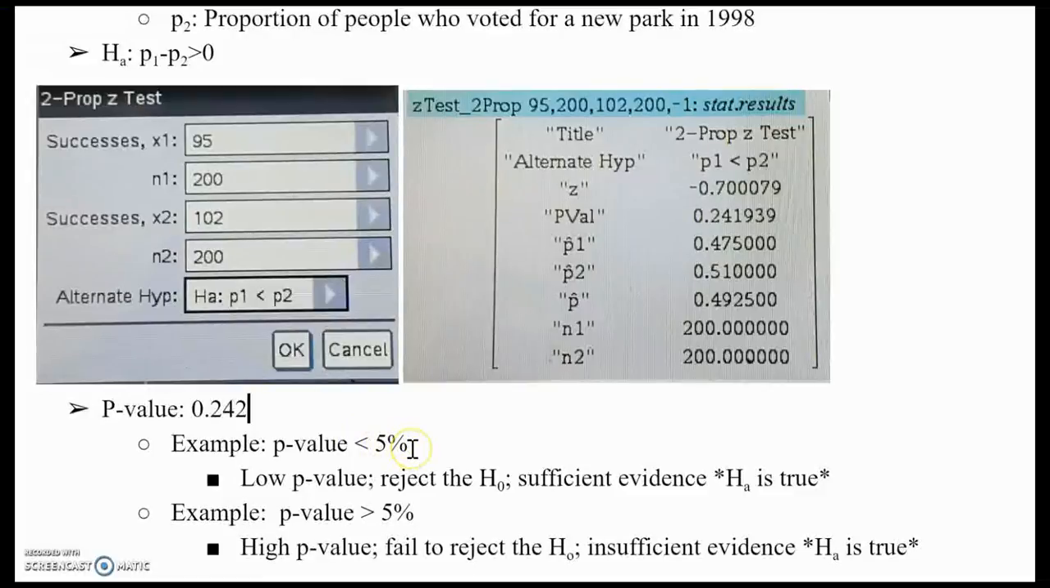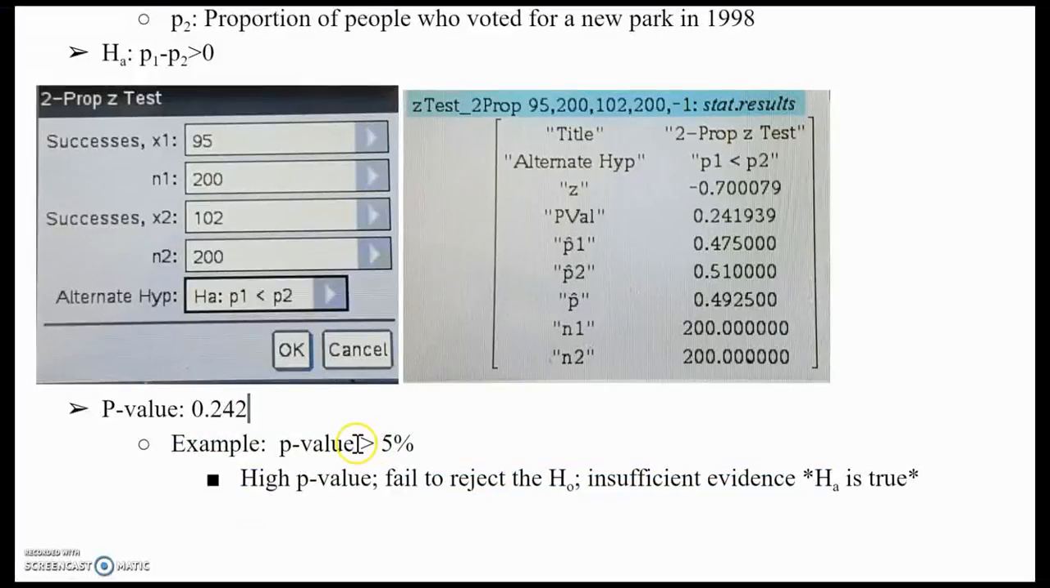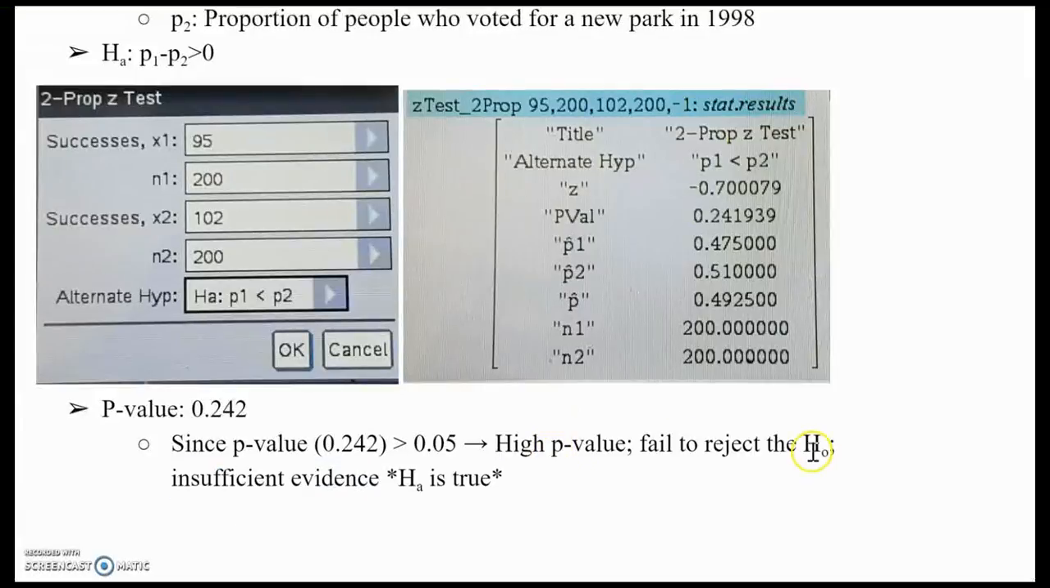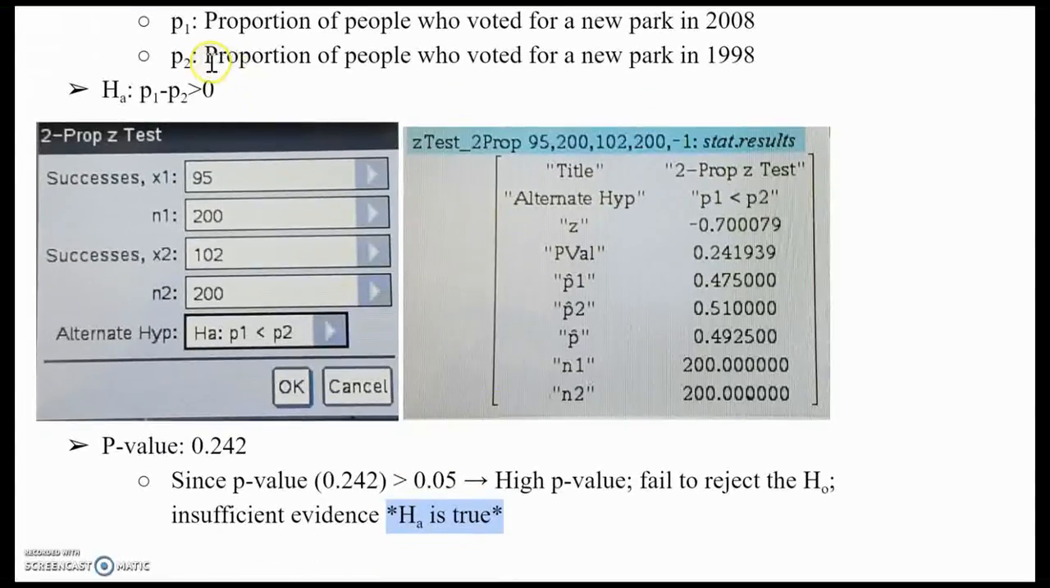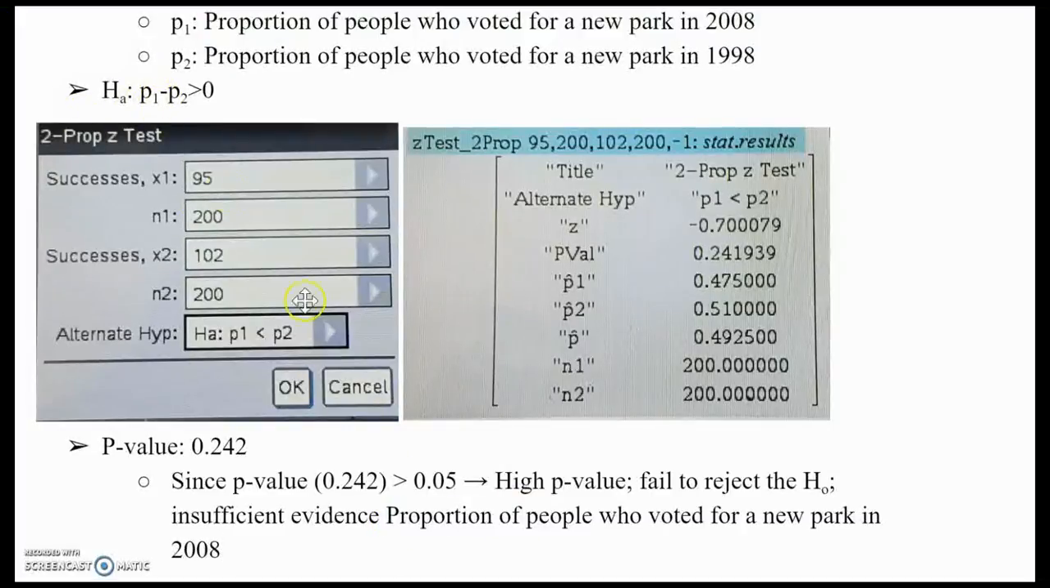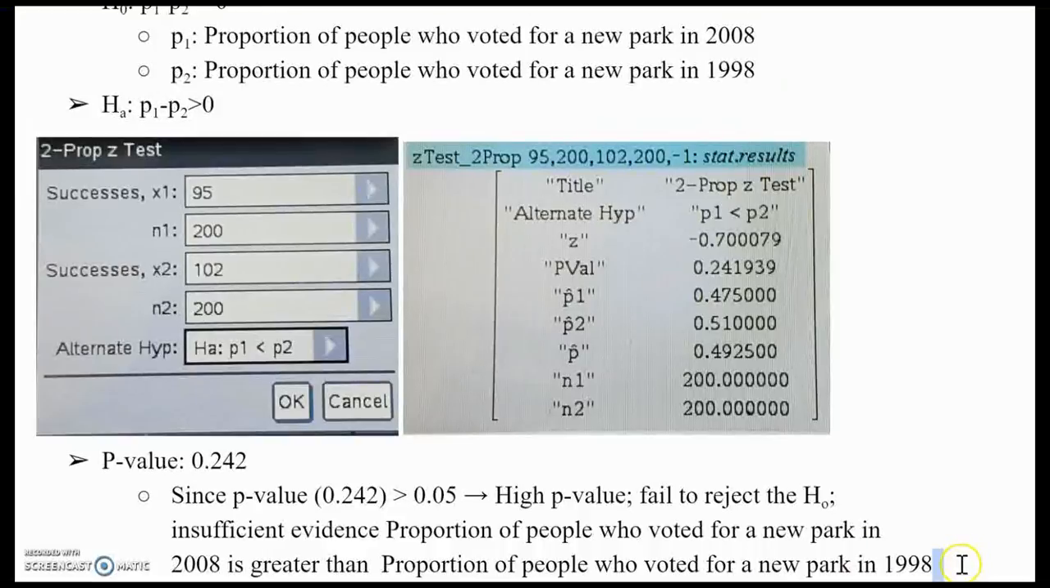Now, is this less than 0.05? No. I'll delete this part so you don't get confused. So it is greater than 0.05. So we're going to write down here, since the p value, which is 0.242, is greater than 0.05, then I'll put an arrow here. Then we copy this down. High p value, we fail to reject our null. Insufficient evidence that the proportion of people who voted for the park in 2008, which is this part P1, is greater than the proportion of people who voted for a new park in 1998. So that is how you would conclude.